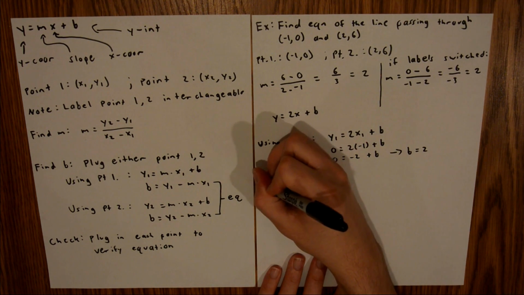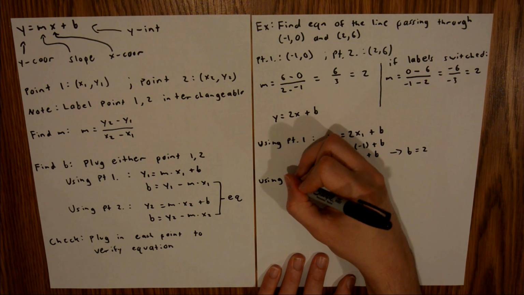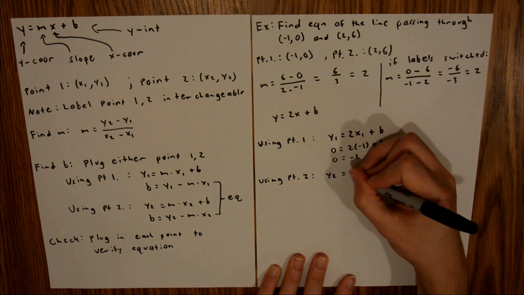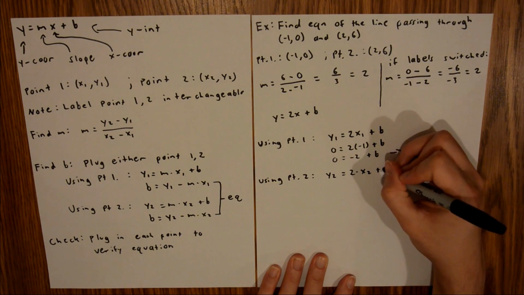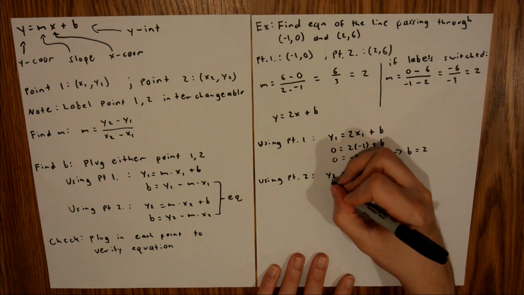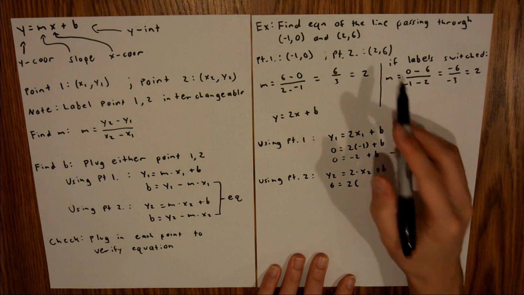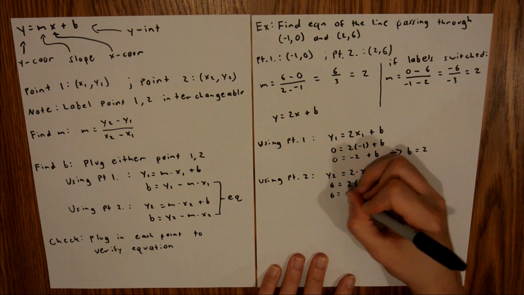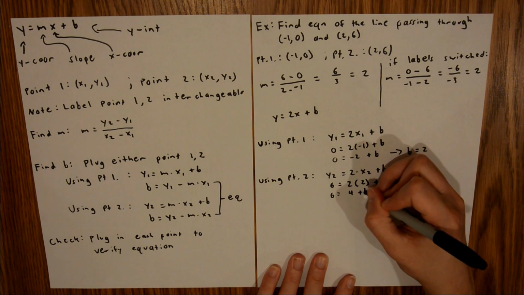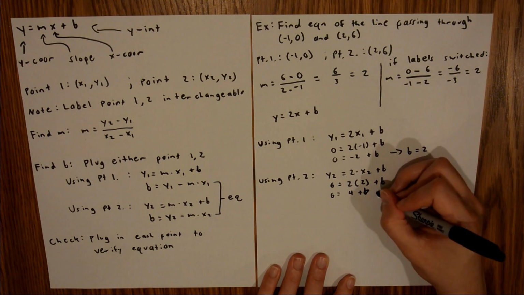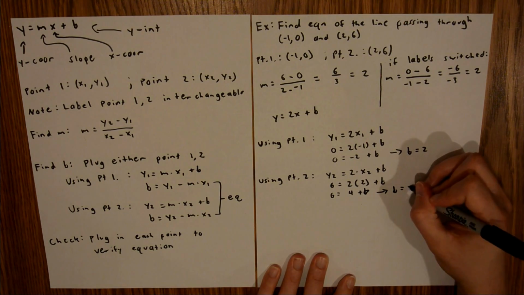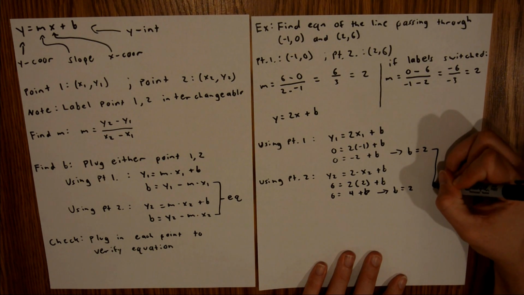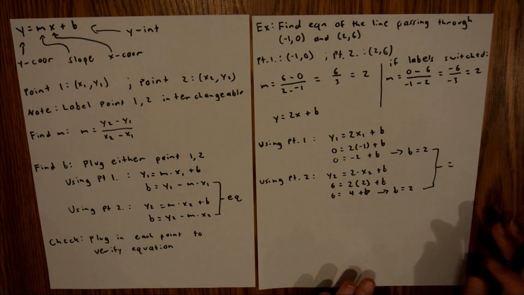And again, for completeness, using point 2, y2 is equal to 2 times x2 plus b. So 6 is equal to 2 times 2 plus b. 6 is equal to 4 plus b. If we subtract 4 from both sides, we'll get that b is equal to 2. So like I said over here, these two would be equivalent, and right here we can see that those two are indeed equal to each other.